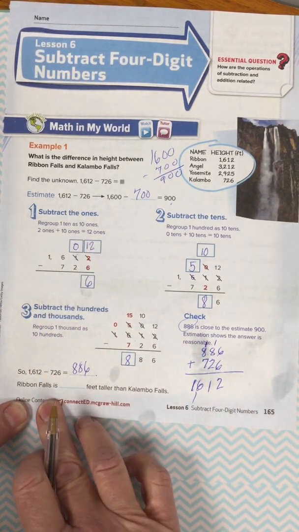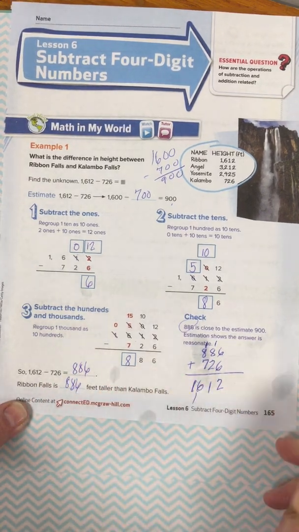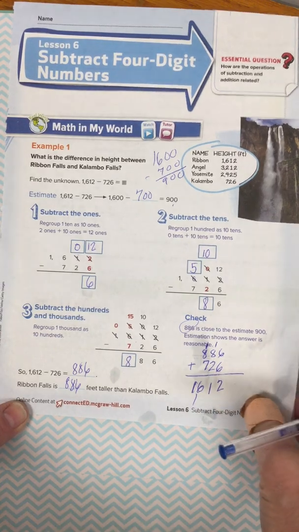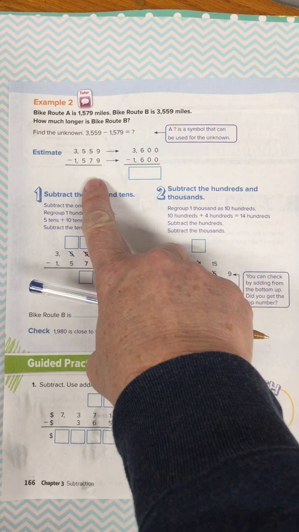Okay. So Ribbon Falls is 886 feet taller than Calabando Falls. All right, let's try the back. We're doing good. Bike route A, 1,576 miles. Bike route B, 3,559 miles. How much longer is route B? Well, we can see it's longer by the numbers, but let's figure it out.